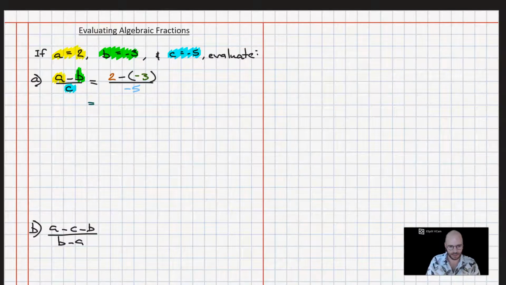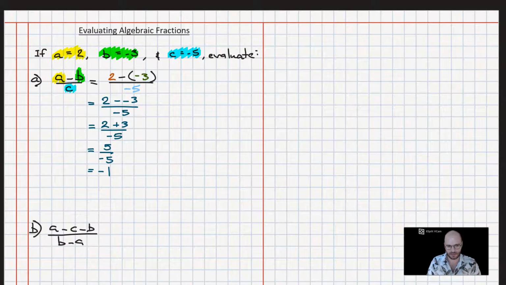Evaluating this out, we have 2. Then dealing with the brackets, I can simply open this up and it's going to be 2 minus negative 3 all over minus 5. Now looking at this, we have double negative, so that's going to become 2 plus 3 all over minus 5, and thus we get 2 plus 3 is 5 all over minus 5. Evaluating this, 5 over 5 is 1. Because one of these is negative, it becomes minus 1. So therefore we get a result of minus 1.